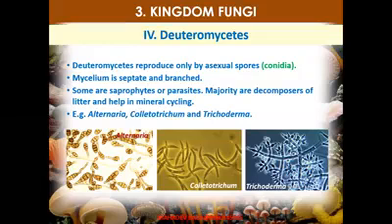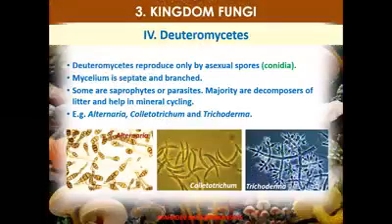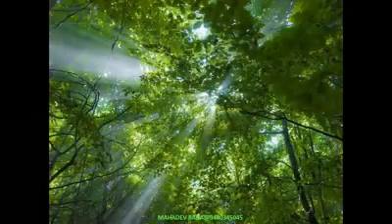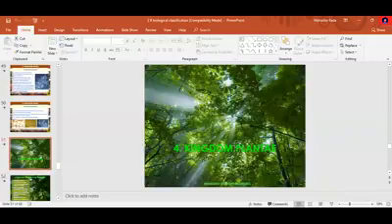Alternaria, Colletotrichum, and Trichoderma are examples of the Deuteromycetes. This is the third kingdom, the fungi group. With this, we'll complete here. And the remaining kingdom, Plantae, we'll see in the next chapter, next classes.